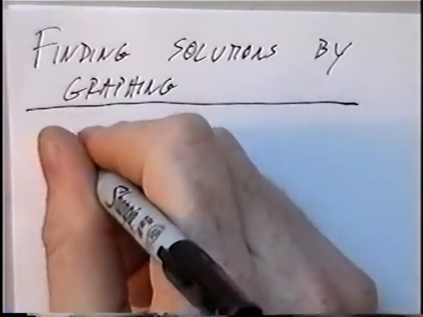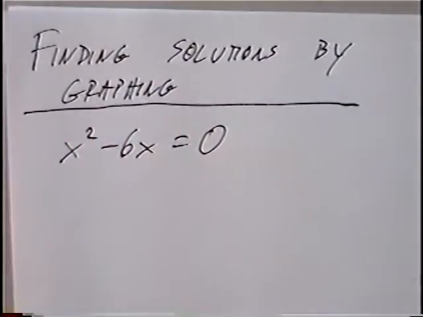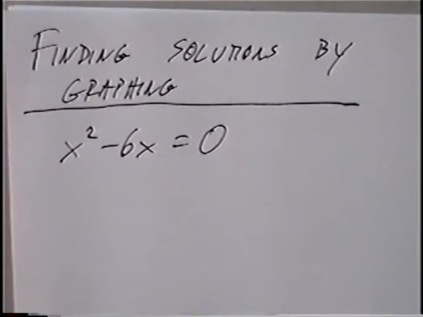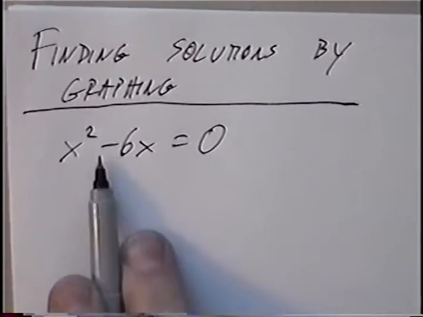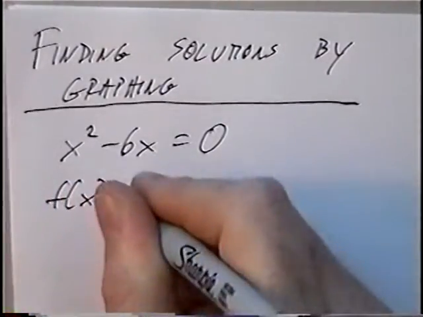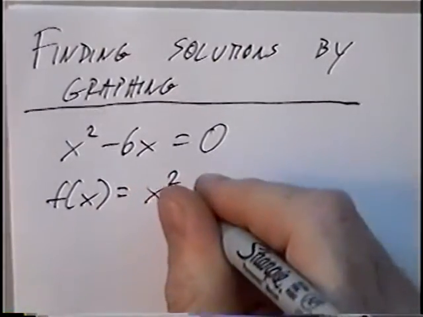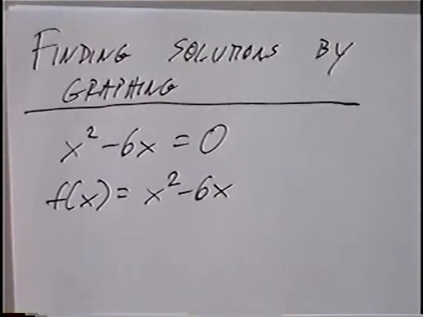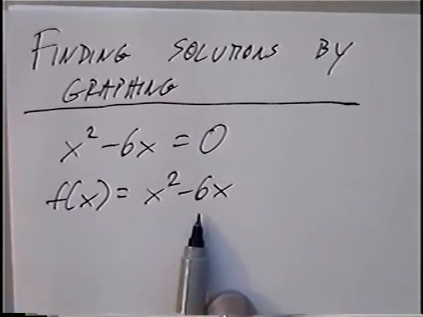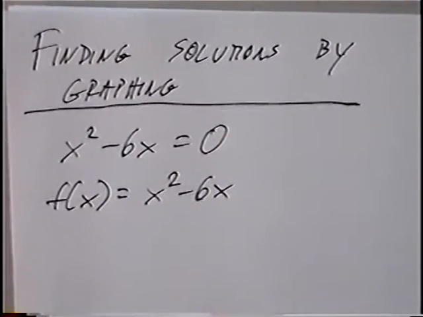First equation, x squared minus 6x equals 0. To solve this equation, we can change it into an equation we can graph. Since the equation is equal to 0, we can write the quadratic equation f of x equals x squared minus 6x. Once we graph this equation, we can find out where this equation is equal to 0 or crosses the x-axis, and that will be the solutions to the original equation.